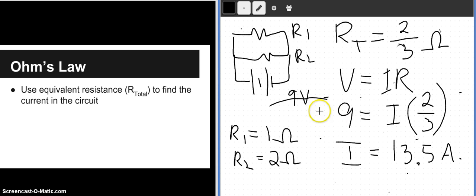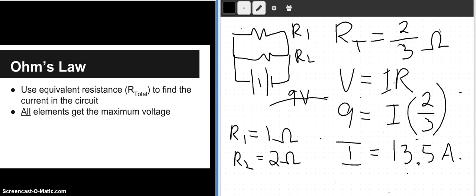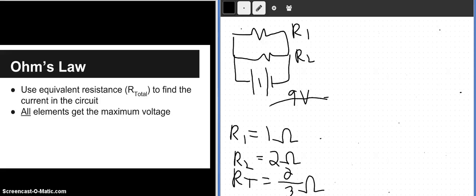We know that when those 13.5 amps get here, they are going to split. Some of them are going to go this way, and some of them are going to go that way. So how do we figure out which is which? Well, we know that all the elements get the maximum voltage. So we can figure out how much current goes through R1 and how much current goes through R2. I'm going to erase the board, but I'm going to be smart and pause my recording for a second. So hang in there. And I'm back with a clean board.